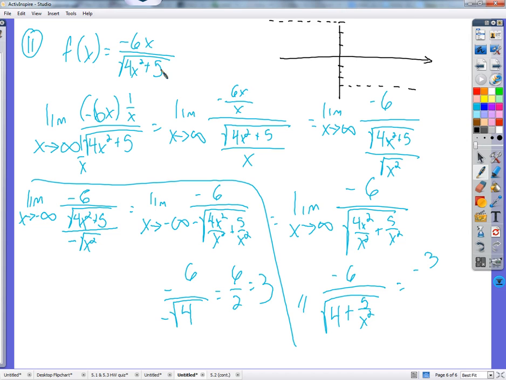The problem that we got was when we let x be the square root of x squared. Then when x was going to negative infinity, we had to make that negative for that to work out. So that question was asked earlier: do we have two horizontal asymptotes sometimes? There's an example, sometimes we have two horizontal asymptotes.